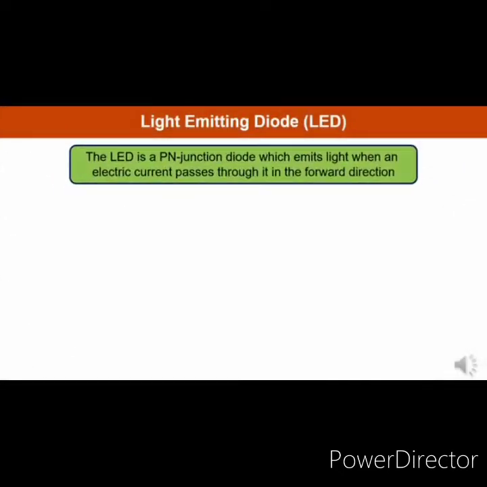See, the LED is a type of PN junction diode which emits light when forward biased, and it is known as a light emitting diode. The abbreviation is what? LED. So here the amount of light at the output is directly proportional to the forward current. It means the higher the forward current, the higher the light output.